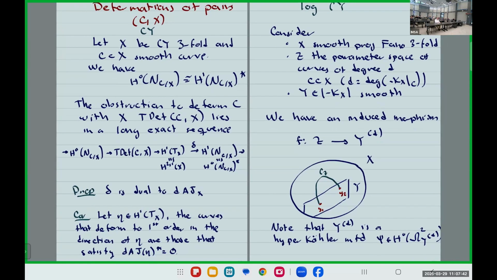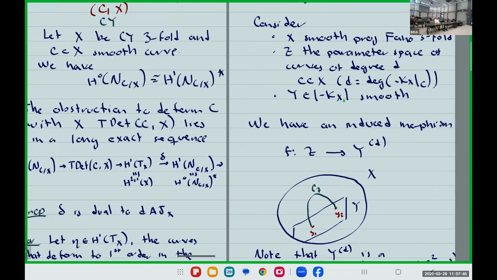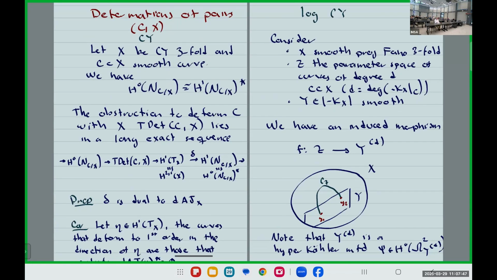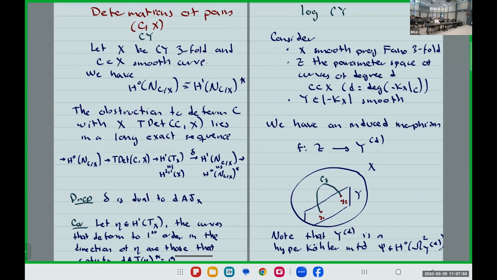So let me go to the relative case. In the relative case, we are going to introduce the parameter space of curves. So now X is again a smooth projective Fano threefold, and Z is going to be the parameter space of curves of degree D. So this degree is the anti-canonical degree. And we are basically taking C to be smooth. We are also considering Y to be an anti-canonical surface.